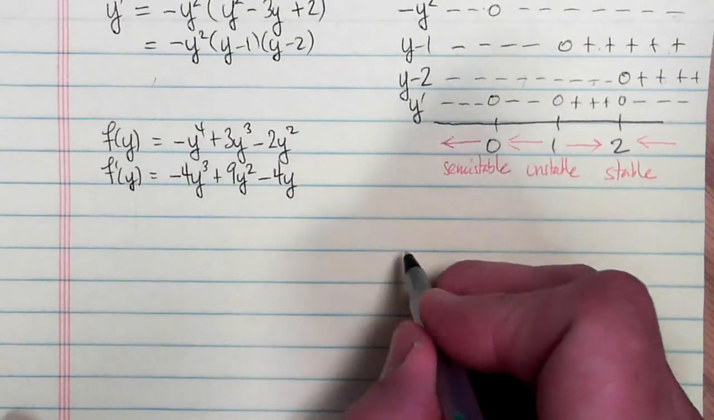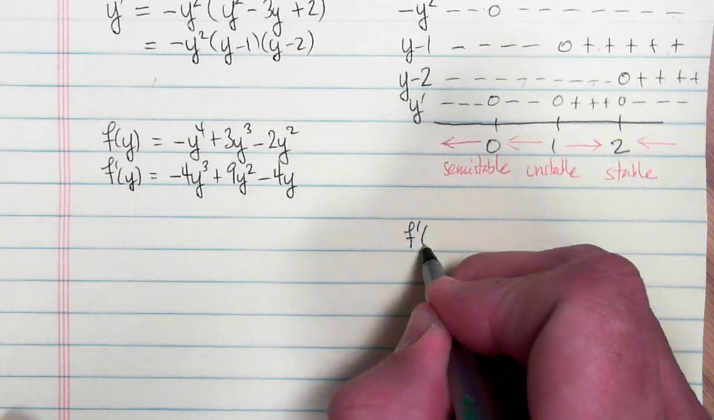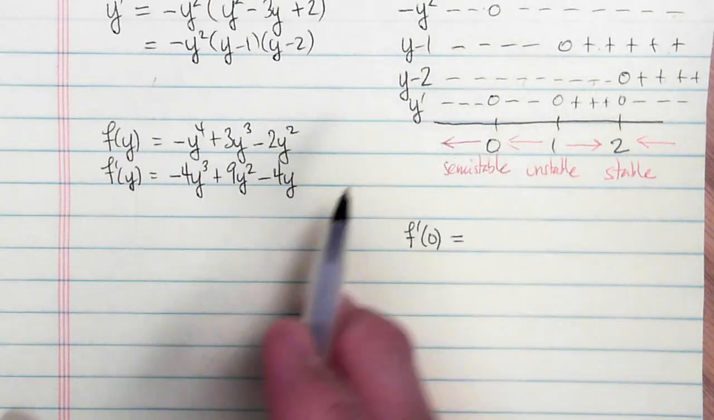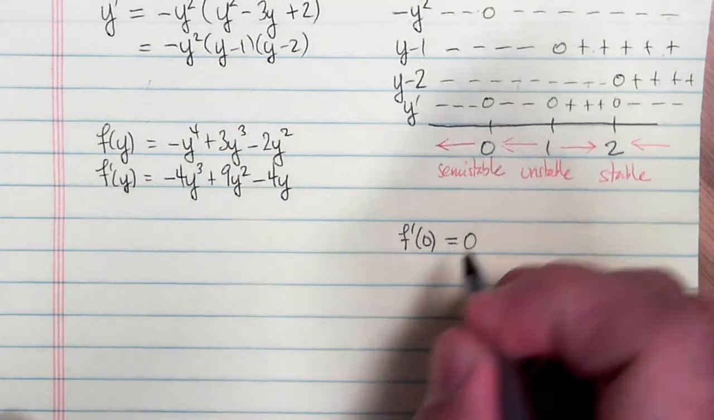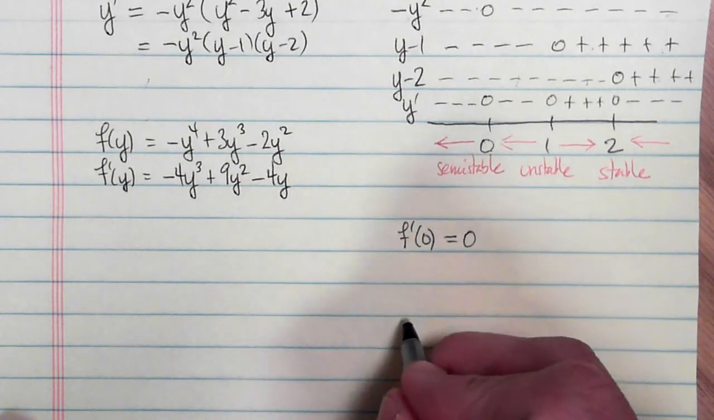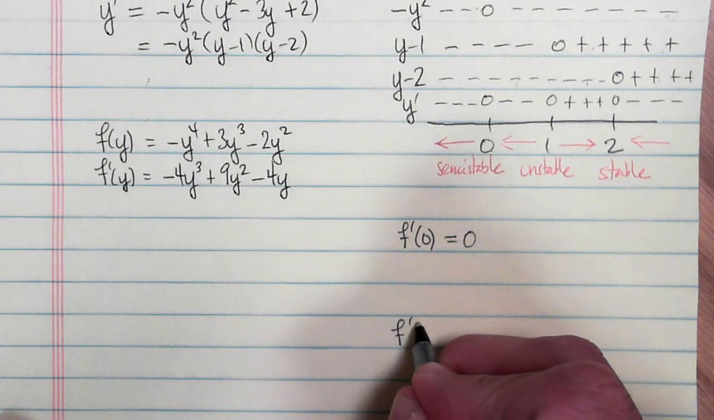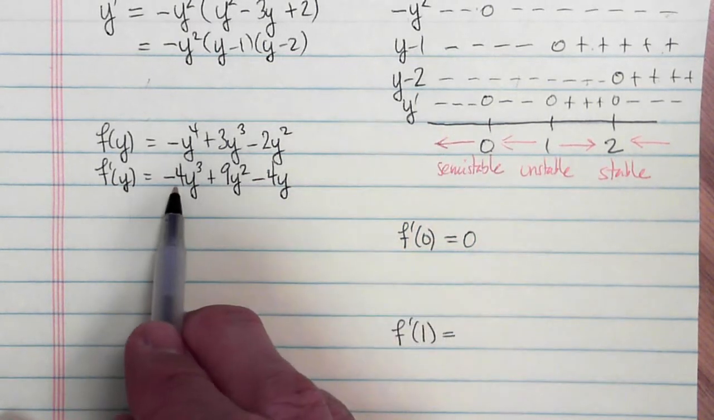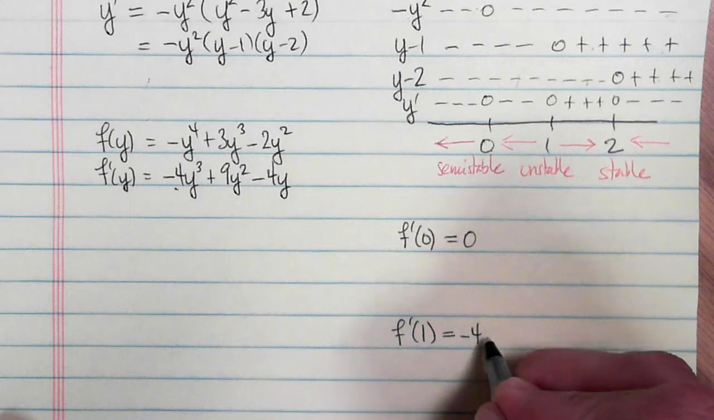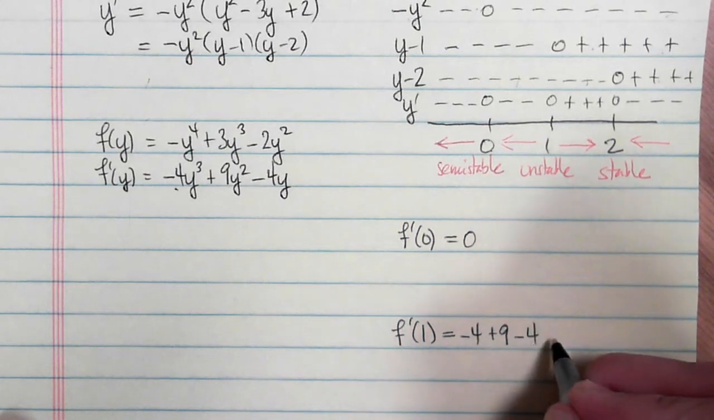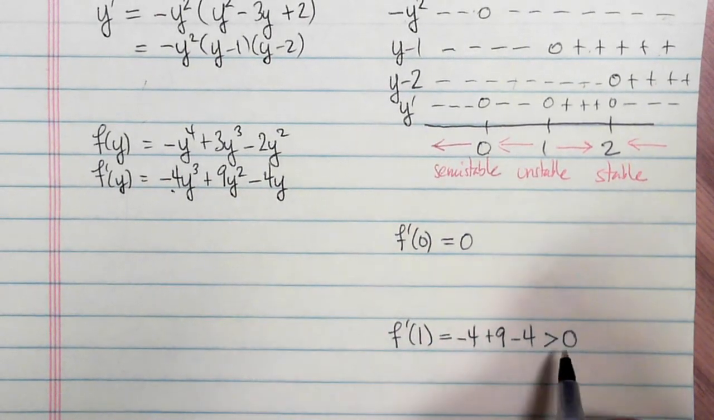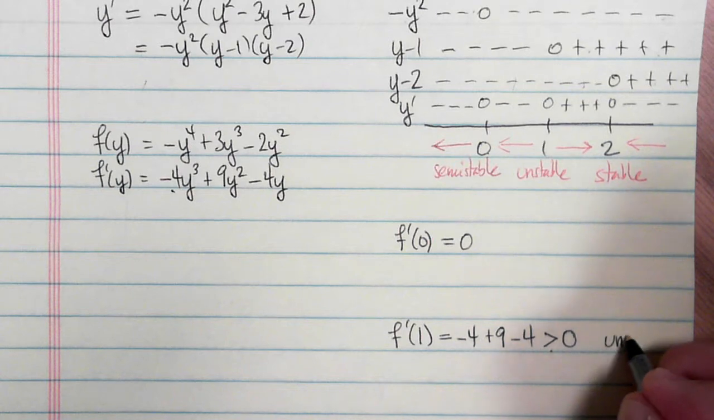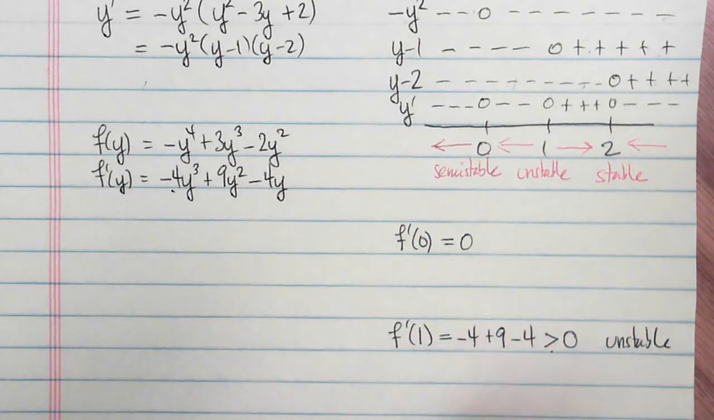Okay, now let's plug in and see what happens. F prime of 0, if I plug in 0, I get 0, 0, 0, so that's equal to 0. More on that later. If I plug in 1, I get negative 4 plus 9 minus 4, and that's equal to 1, which is not important. The important thing is that that is greater than 0. And so because this is greater than 0, this is an unstable equilibrium, just like we saw here.